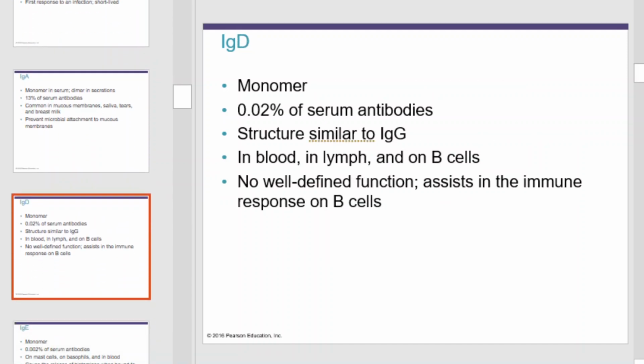IgD is also a monomer. It makes up 0.02% of serum antibodies. Its structure is similar to IgG. It's found in blood, lymph, and on B cells. There is no well-defined function for IgD, but it is thought to assist in the immune response on B cells.